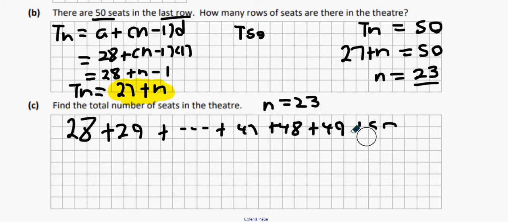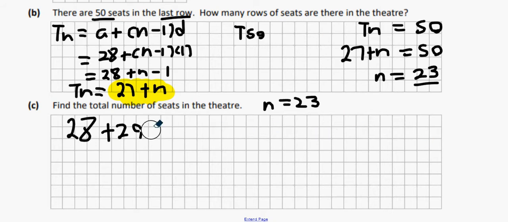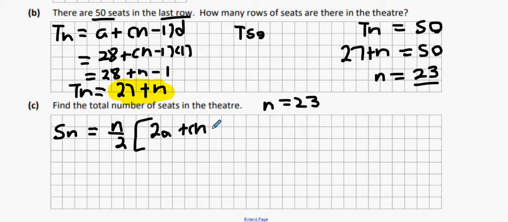Instead of the Tn formula, there's a second formula that will help you out. Can anybody tell me what the second formula could be? Sn. I'm going to get the generic Sn formula first. Sn is n over 2 into (2a plus (n minus 1) times d). What Sn tells you is the total of each term added together.